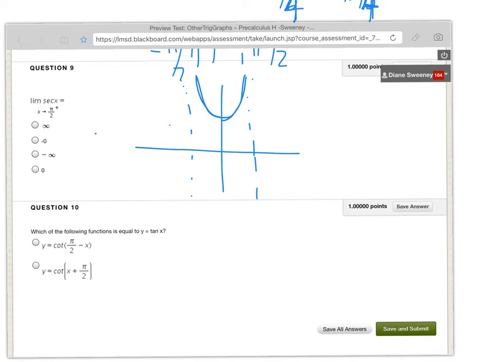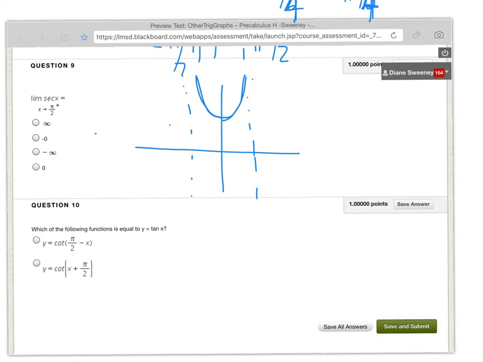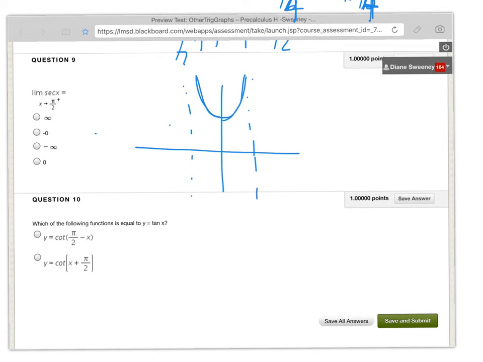And what we do know about secant is that coming from the right, we're going to have another branch. So we're going to have something that kind of comes down like this. So coming in from the right, I'm going down to negative infinity. So the answer to this has got to be negative infinity.